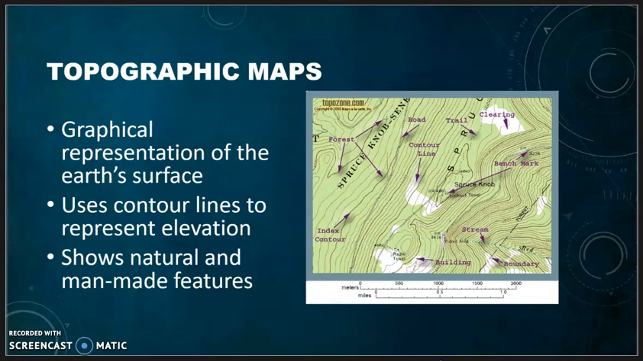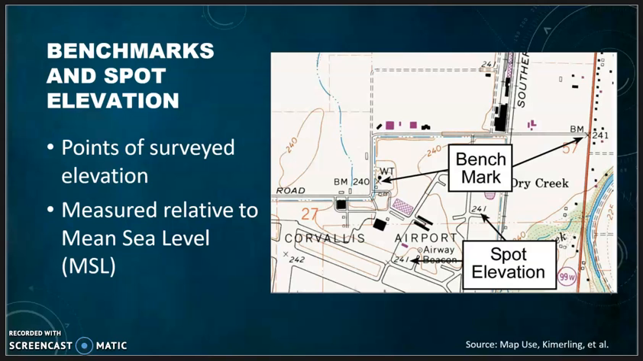On topographic maps, there's a graphical representation of the Earth's surface. There's the use of contour lines to represent elevation, and it shows natural and man-made features as well. So you can find elevation using contour lines on topographic maps. Another way to find elevation is to use benchmarks and spot elevation. So you have surveyed-in benchmarks, and then you have your spot elevation points. So here are your 2 benchmarks, and then your spot elevation, and you could use those to triangulate.